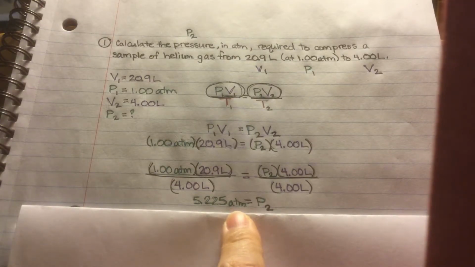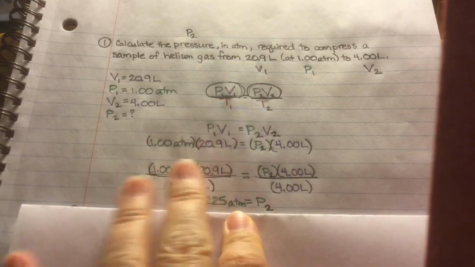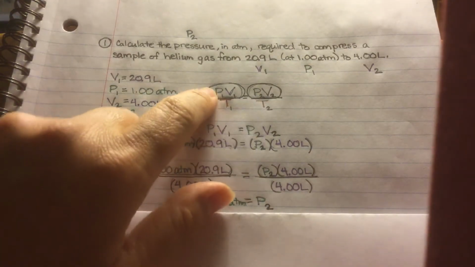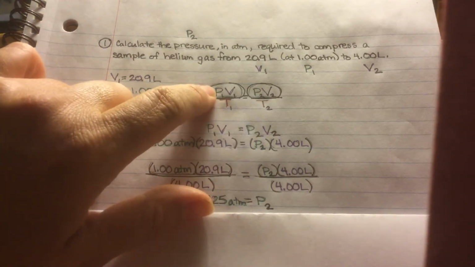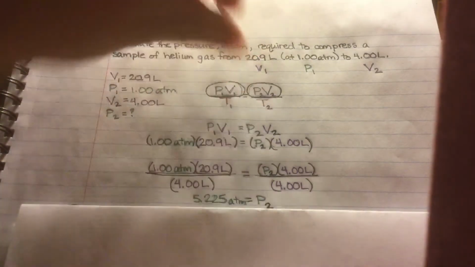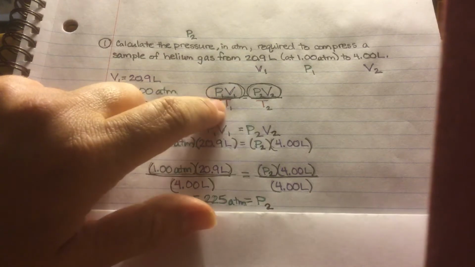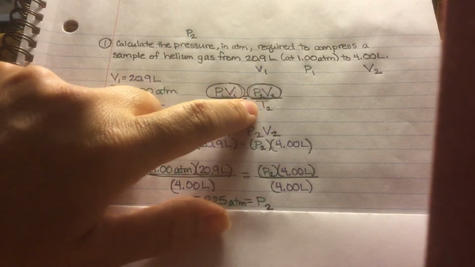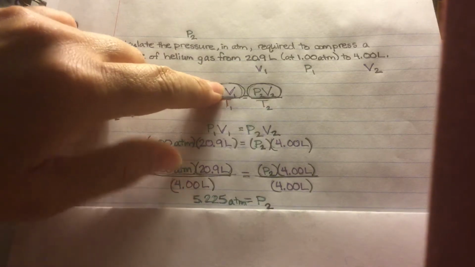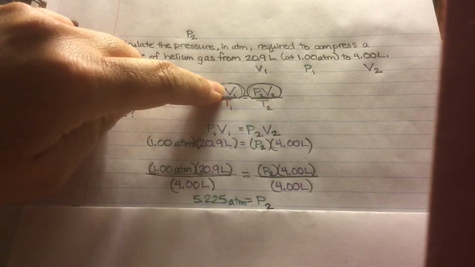So I recommend that you look at this to work the next 2 problems. If the next problem gives you just pressure and temperature, then you'll pretend the V's not there, and it'll be P over T equals P over T. But if it just gives you, let's say, volume and temperature, then it'll be V over T equals V over T.